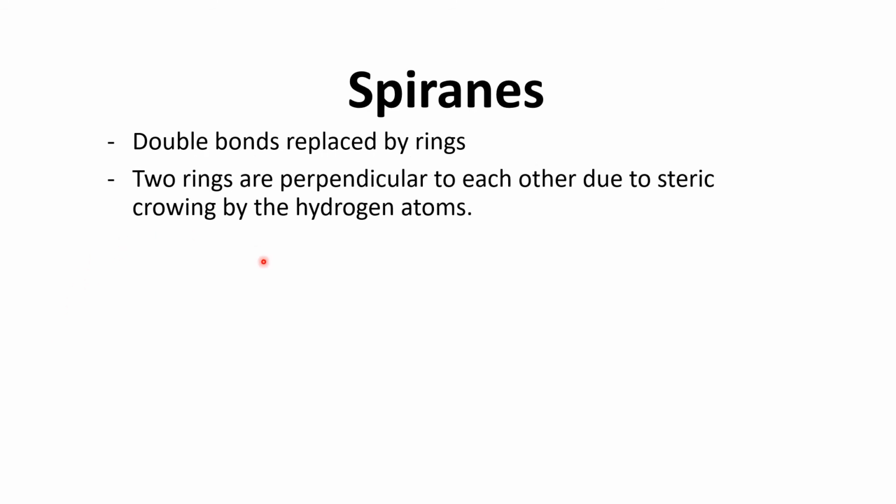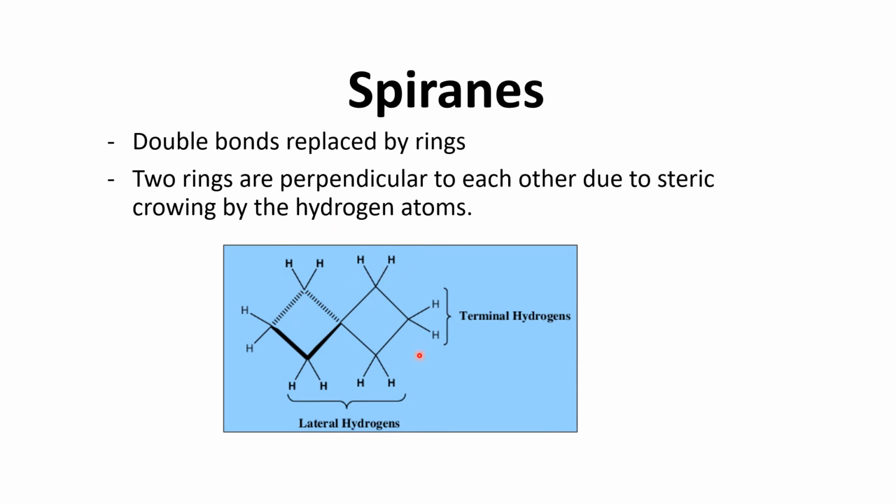If two rings are perpendicular to each other, why is it so? Because of the steric crowding of the hydrogen atoms. If you see these hydrogen atoms, they create a steric hindrance. Due to that, the rings will be perpendicular to each other, not in the same plane, okay. These four are terminal hydrogens, and these 8 are lateral hydrogens. If they ask how many lateral and terminal hydrogens, you should know that 8 lateral hydrogens and 4 terminal hydrogens are there in space.